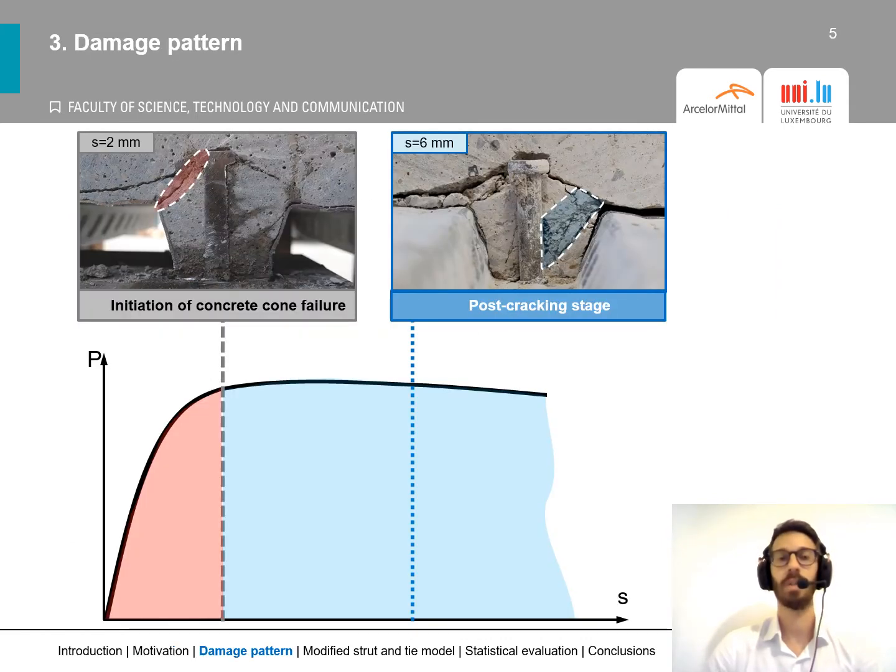In order to overcome this issue, we analyzed in detail the failure mechanism and failure behavior of the connection, especially at low displacement. As we can see from this slide, we observed that around 2 mm slip is the so-called initiation of the concrete cone failure, with the crack arising at the edge of the rib, followed by redistribution of the forces and the propagation of this crack across the ribs, leading to the activation of several other resistance mechanisms. This blue part is the main focus of this presentation, and it is the so-called post-cracking stage.